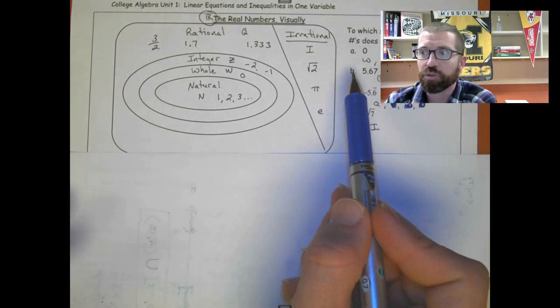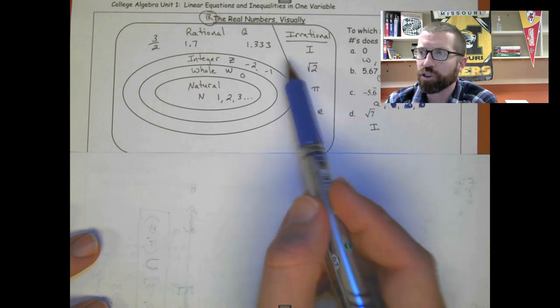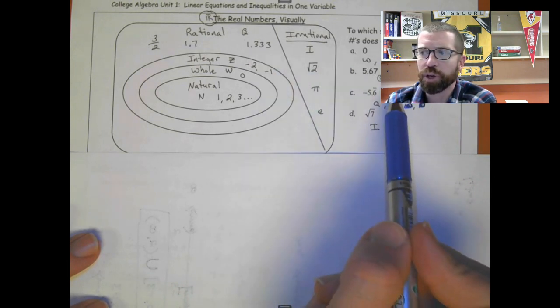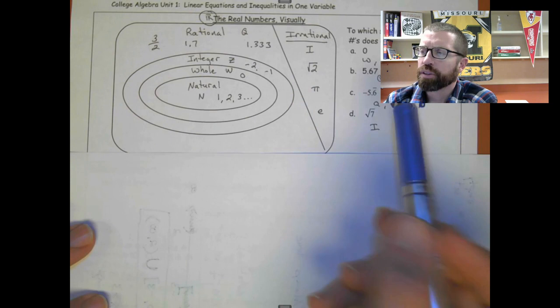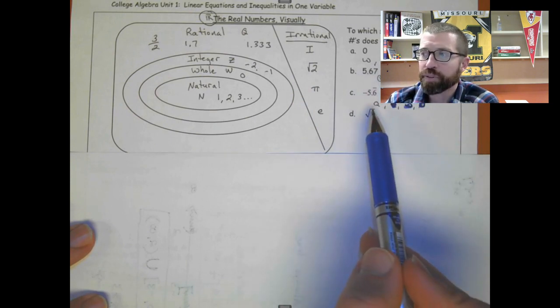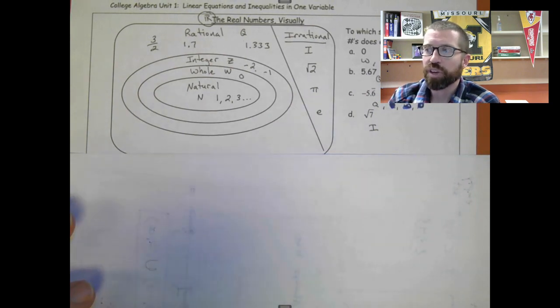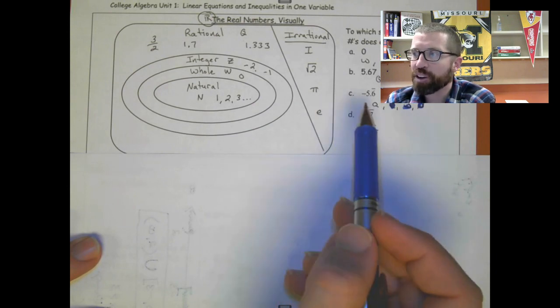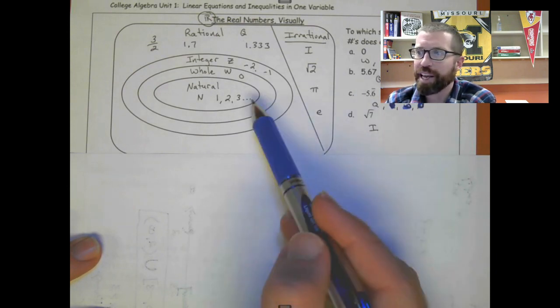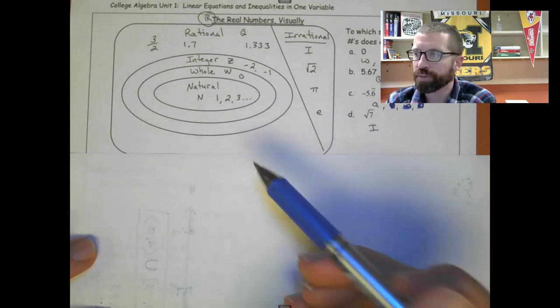5.67 can be written as a fraction. It's not an integer, but it is a rational number and a real number. 5.6 repeating, because it repeats, it can be written as a fraction. It's like, or negative 5.6, it's negative 5 2/3. And so that is rational, but it's not an integer. It's not whole or natural.